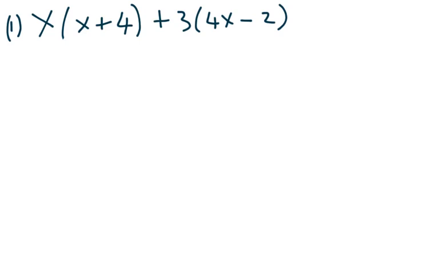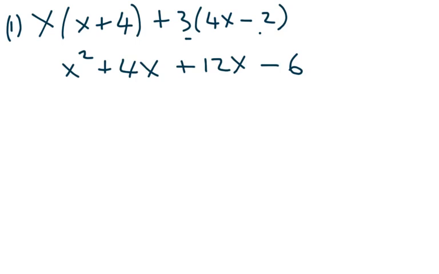Okay, here's an example. It's a bit like the homework we had last night. So x by x gives me x squared. x by 4 gives me plus 4x. 3 multiplied by 4x is equal to plus 12x. And 3 multiplied by minus 2 is going to give me minus 6. All right, I now add up all my like terms. That gives me x squared plus 4 plus 12, plus 16x, minus 6.